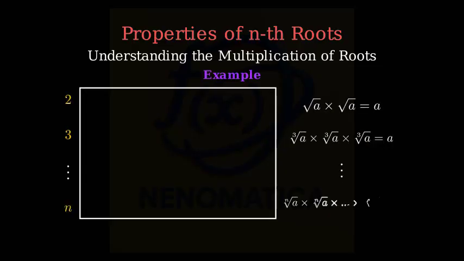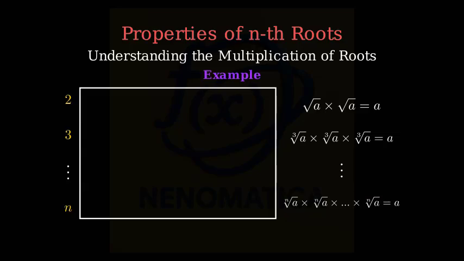First, with square roots or second roots, we can see that the square root of a times the square root of a equals a. For cube roots or third roots, the cube root of a times the cube root of a times the cube root of a equals a. This pattern continues. And in general, for the nth root, if we multiply the nth root of a exactly n times, we get back the original value, a.